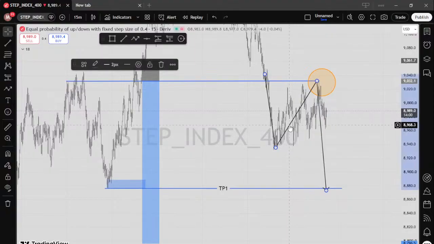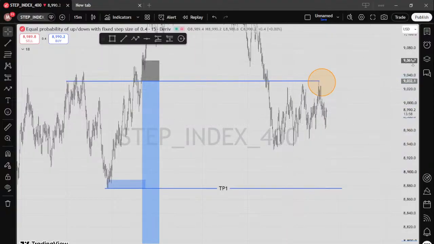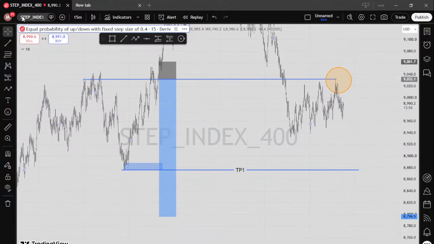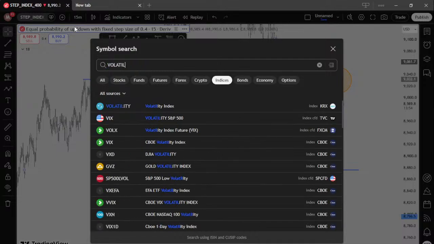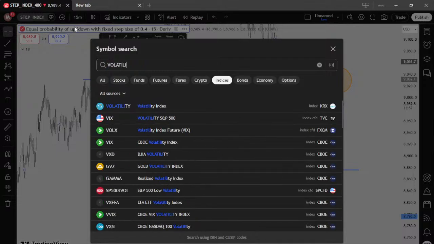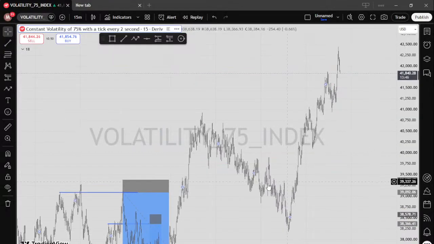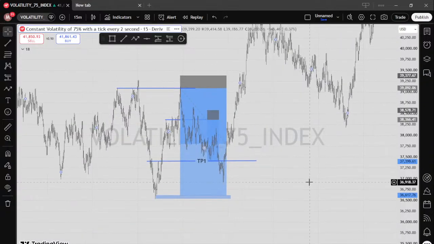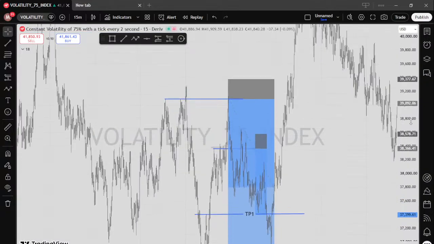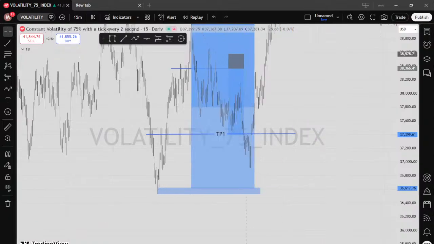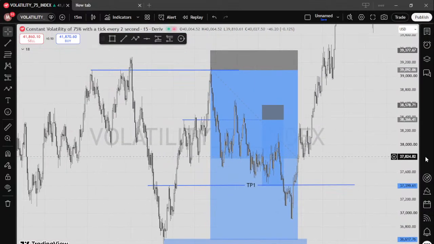Now I want to show you when I actually lost the trade, on Volatility 75. Now this trade was the goddamn banker. Okay, this is what happened here. This trade seriously pissed me off.